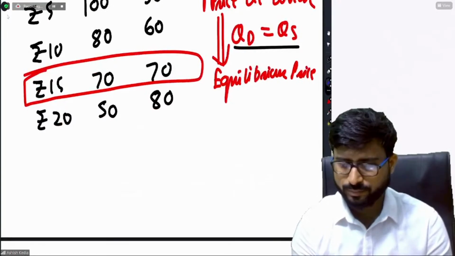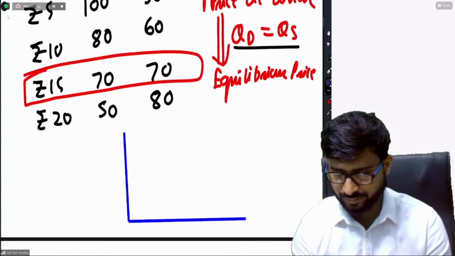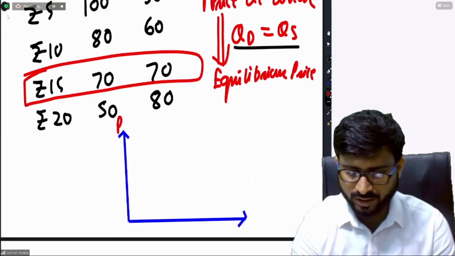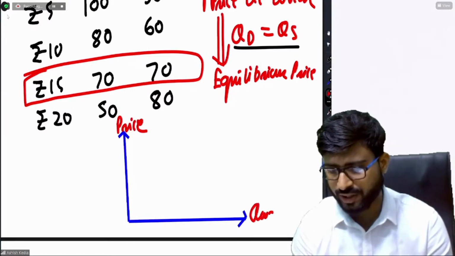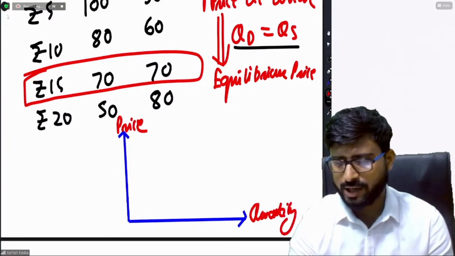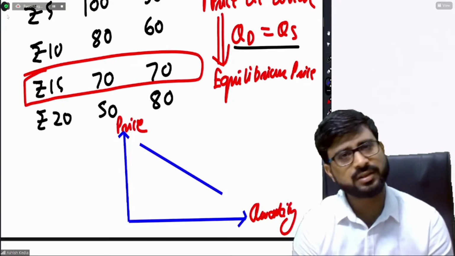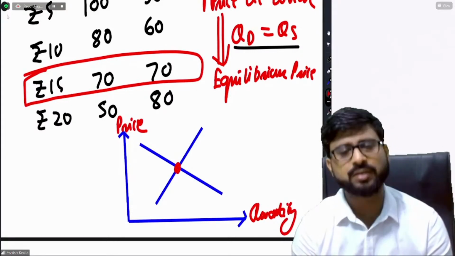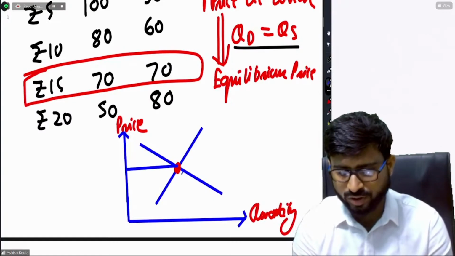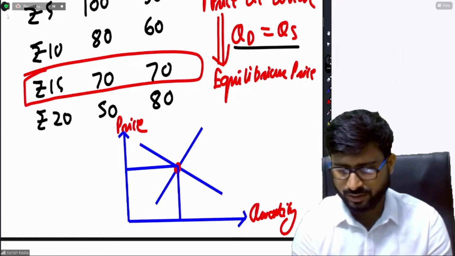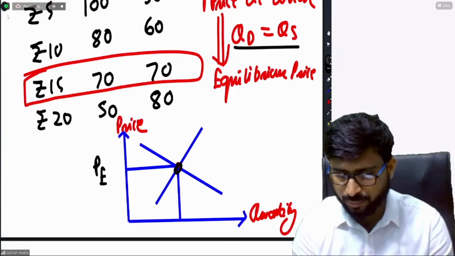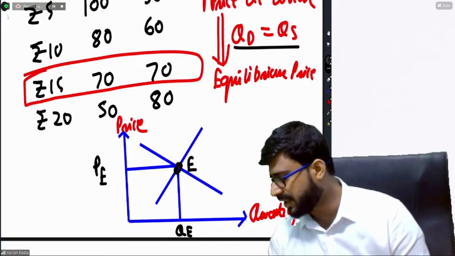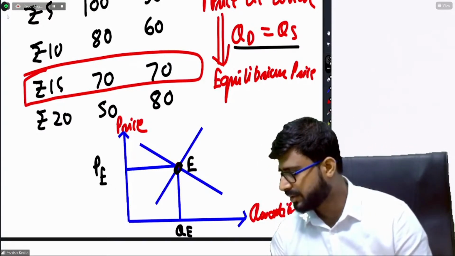Now, look carefully, everybody. This is price. This is quantity. Suppose I draw a demand curve like this. This is the demand curve. This is the supply curve. Coincidentally, you will see the demand and supply curve will intersect at one place. That point is the equilibrium point, and the price there is the equilibrium price, and the quantity is the equilibrium quantity. Hopefully this much is crystal clear, everybody. Come on, everybody. Yes or no?